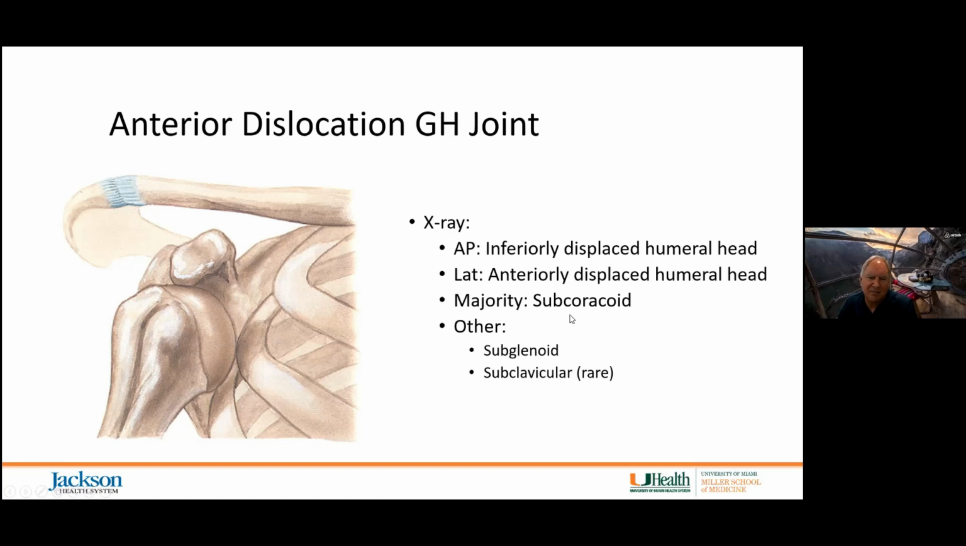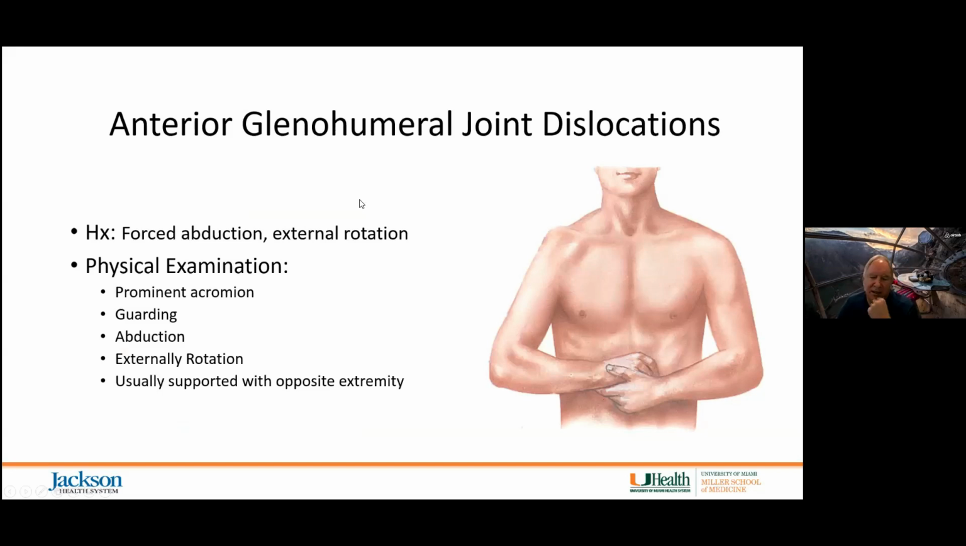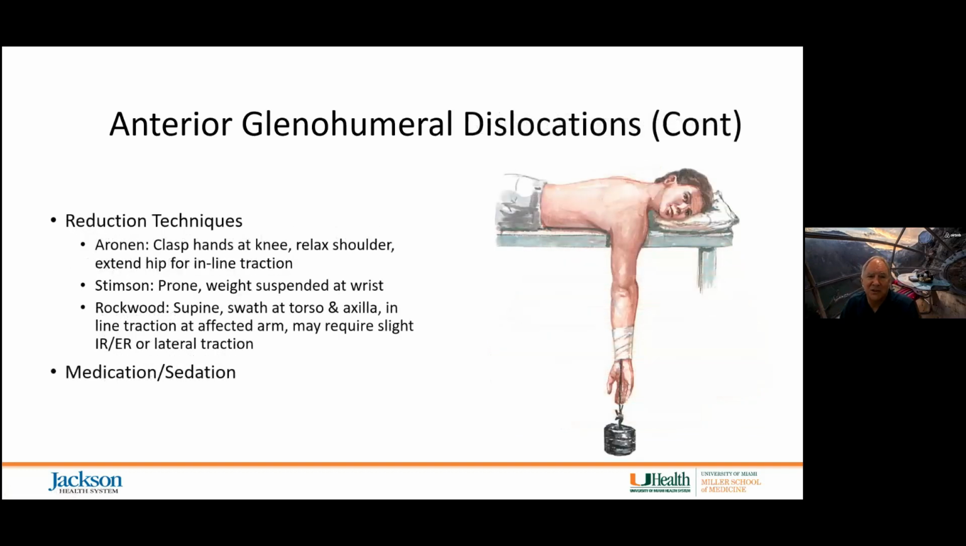Most of these are subcoracoid, so they sit just below the coracoid process. You have some that are subglenoid, and even fewer that are subclavicular, so they pop all the way up to here. So generally, this occurs because of forced abduction and external rotation. And so as the person presents, they appear to have a prominent acromion. They'll be guarding, they'll be holding the limb in abduction, externally rotated slightly, and again, supported with the opposite extremity.